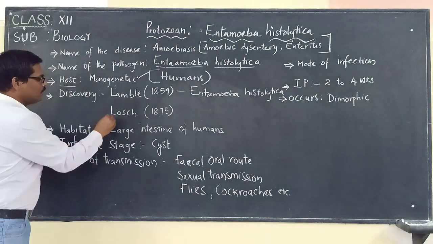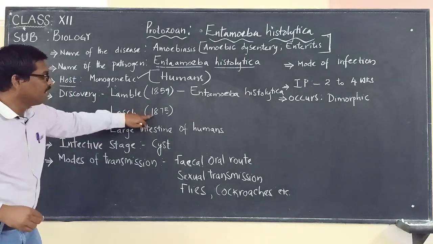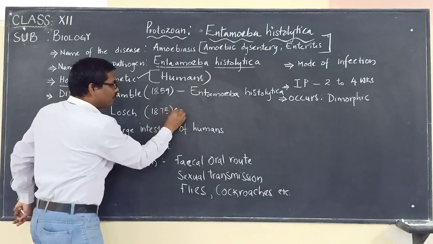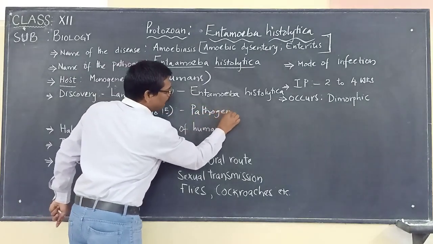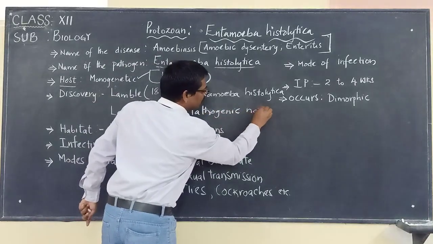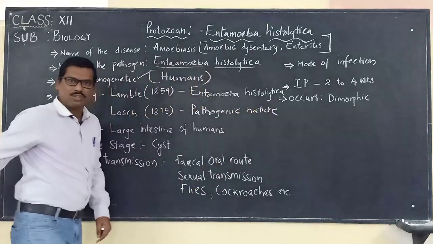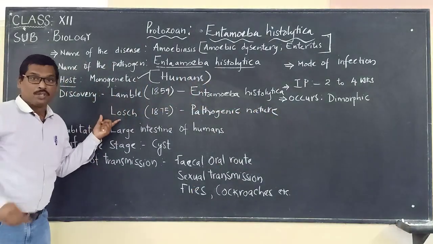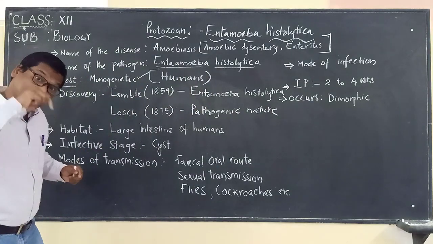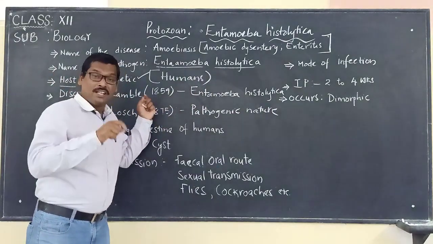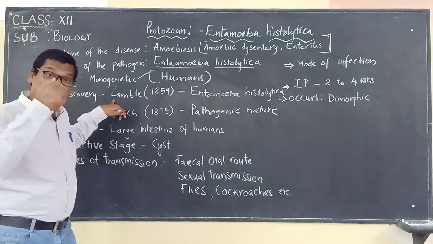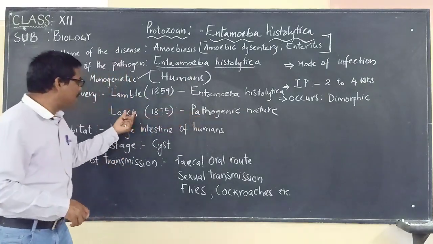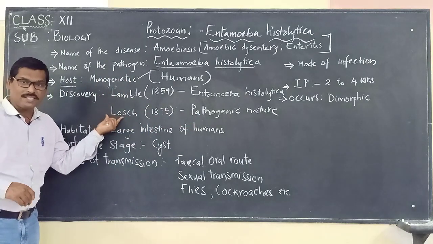But later on, it was lost. In the year 1875, the pathogenic nature of this organism was discovered. So you have to remember, the scientist who discovered this organism is Lambert. But its pathogenic nature was discovered by whom? It is lost.